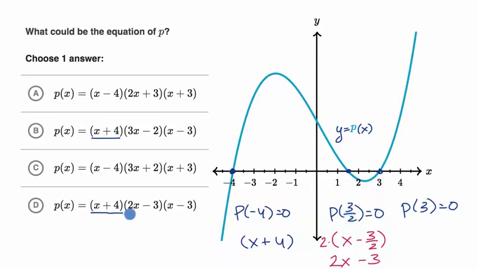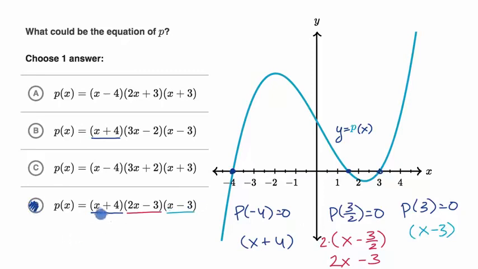And we have a 2x minus 3 right over there. So choice D is looking awfully good. But let's just verify it with this last one. For p of 3 to be equal to 0, we could have an expression like x minus 3 in the product, because this is equal to 0 when x is equal to 3. And we indeed have that right over there. So choice D is looking very good.